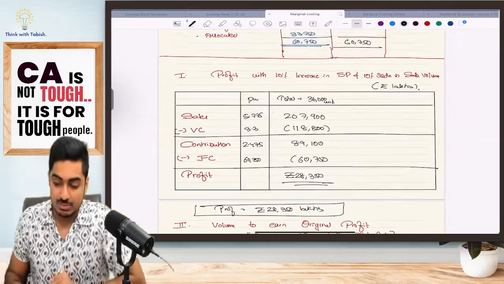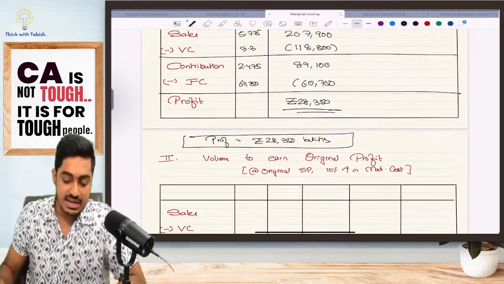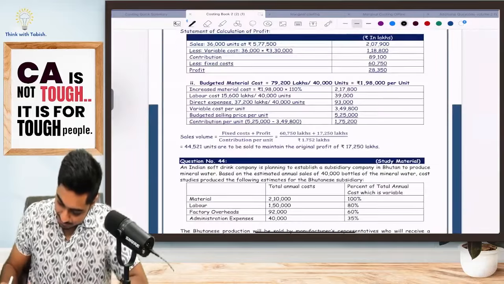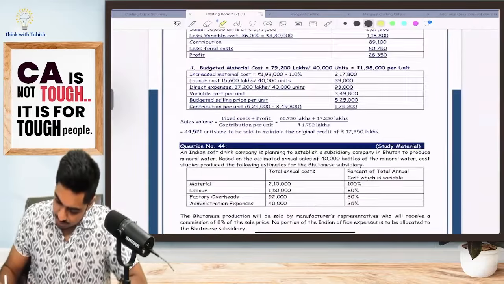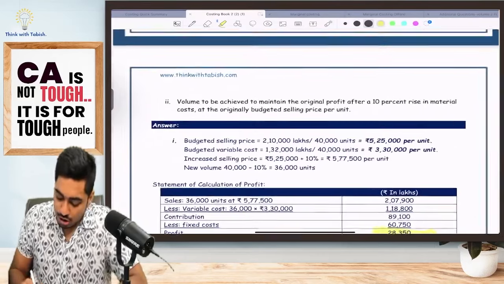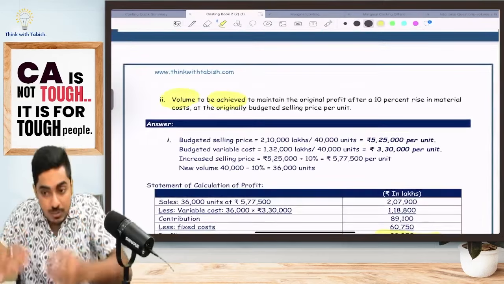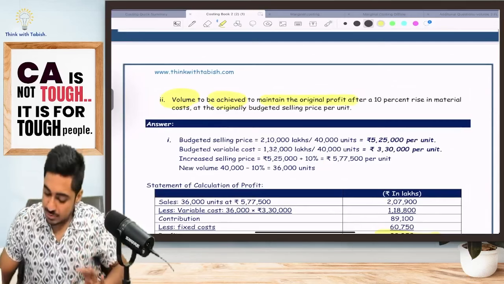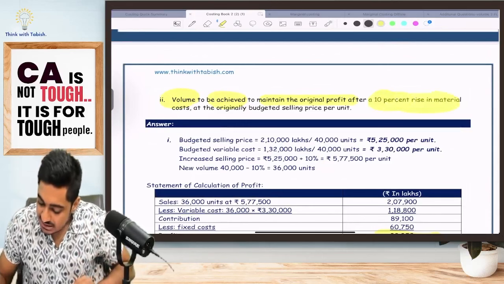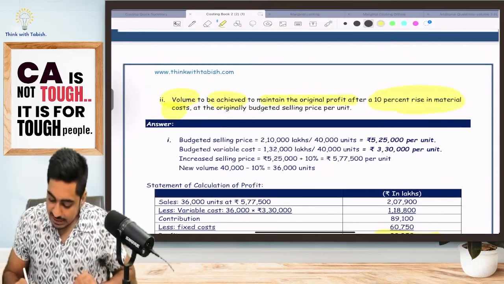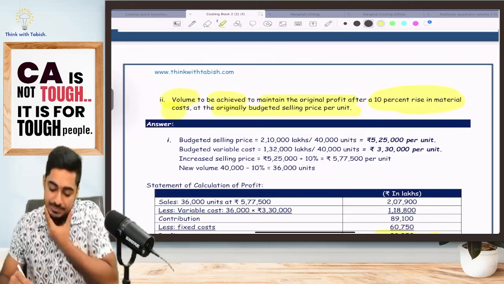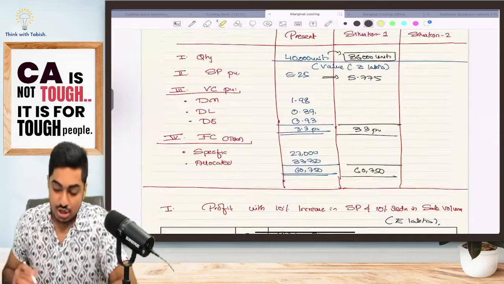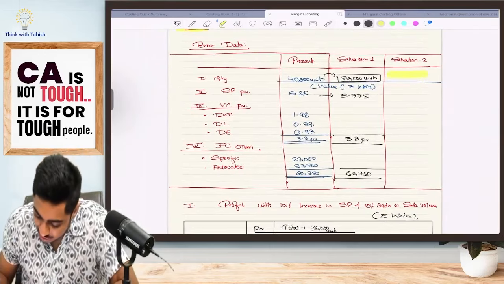It is clear. Now let me see what the second requirement is. Pay attention. The first one was 28,350. The second one is the volume to be achieved. What is the question asking? How much quantity should I sell to maintain the original profit after a 10% increase in material cost, at the originally budgeted selling price? In the second situation, the question is telling how much quantity I should be selling.